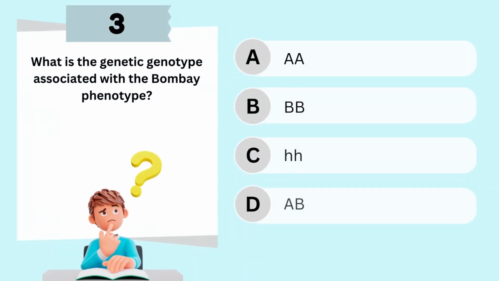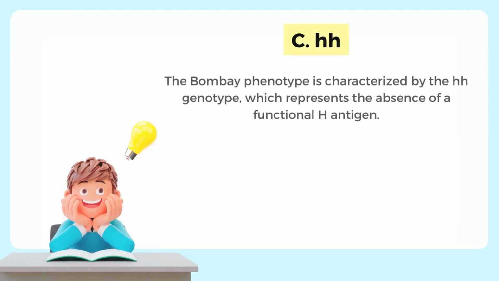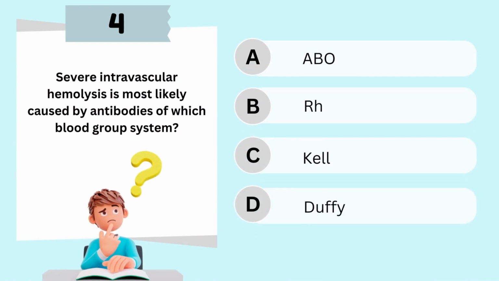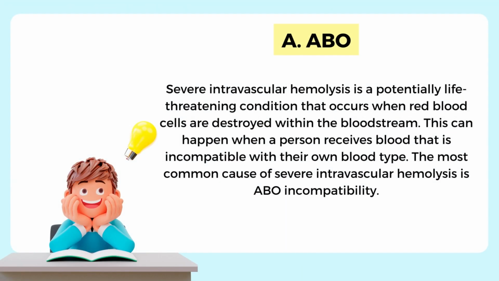What is the genetic genotype associated with the Bombay phenotype? The correct answer is C. Severe intravascular hemolysis is most likely caused by antibodies of which blood group system? The correct answer is A. ABO blood group.